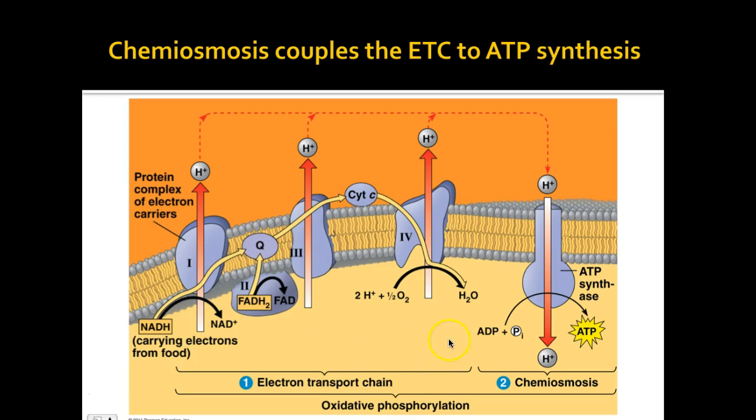So here you can see the electron transport chain. Here you see chemiosmosis. Collectively, that is why we call it oxidative phosphorylation. So our end product is water and ATP. Coming into this process, we have NADH and FADH2s.